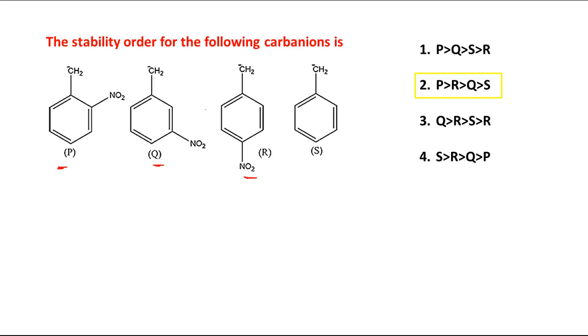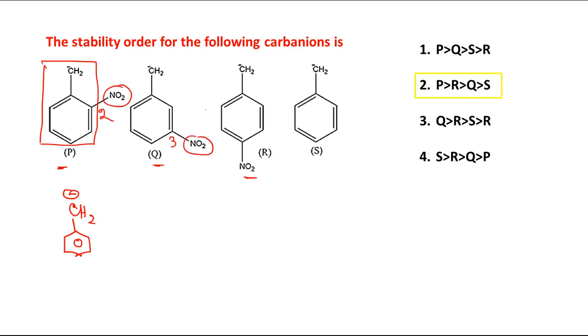Now one factor is common, that is this part. So all of these carbanions have this part common, and in the last species there is no substituent. Now in this case NO2 is at 2 position, in this case it is at 3 position, in the third case it is at 4 position, and in the last case there is no electron withdrawing group. Now NO2 group has minus I effect as well as minus M effect. Now minus I effect is applicable from any position, but when we are talking about minus M, it is possible only when it is at position 2 or position 4.